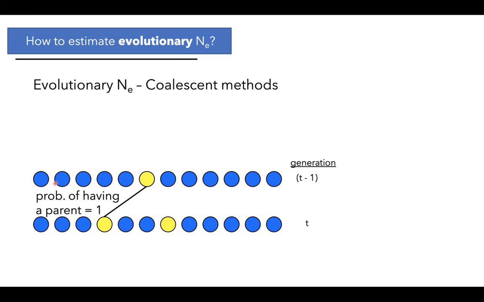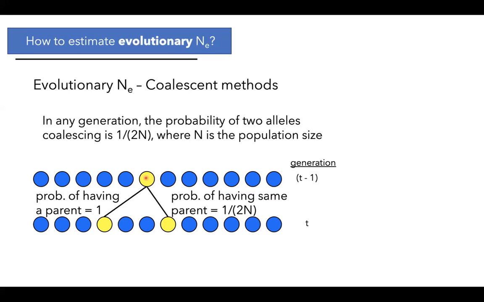This allele could have any of these alleles as a parent, but in order for it to have the same parent as this other yellow allele, in order to coalesce in the previous generation, it has to choose this yellow allele from generation T minus 1. And the probability of that happening is 1 over 2N, where N is your population size of individuals. So in a small population of 6 diploid individuals, the probability of these 2 alleles coalescing in the previous generation is probably pretty good. It's 1 over 12 specifically.